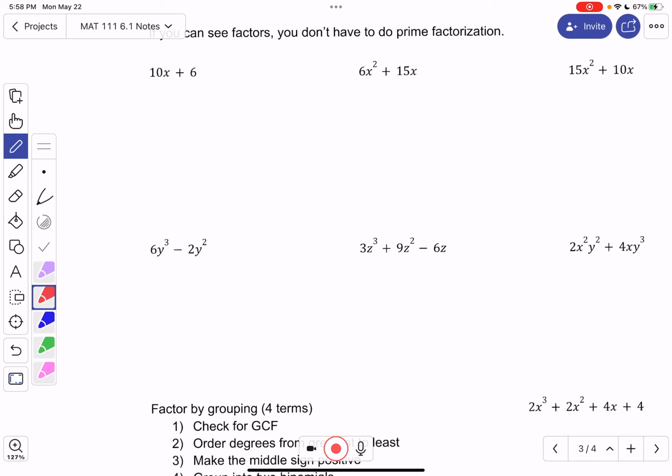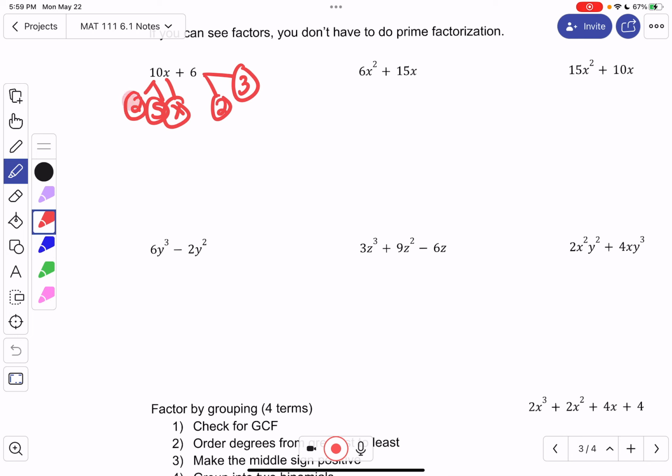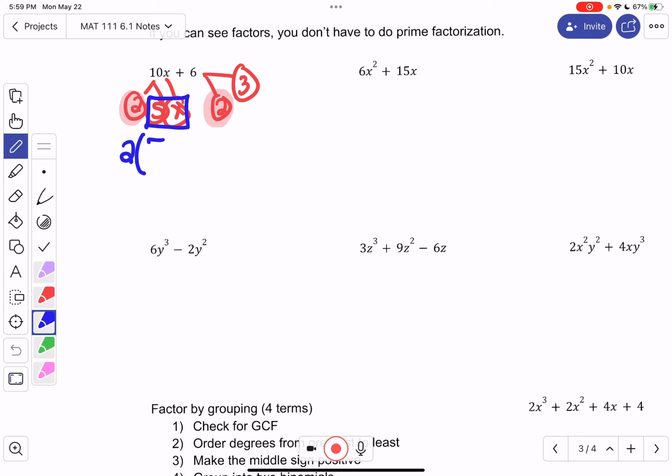10x and 6. Well, 10 is 2 times 5. Those are both prime. And then we have an x. 6 is 2 times 3. What's common is the 2. So I would take out 2. In this one, I'd be left with 5x. In this one, I'd be left with 3. And we had a plus sign in between. It's one way to do it.